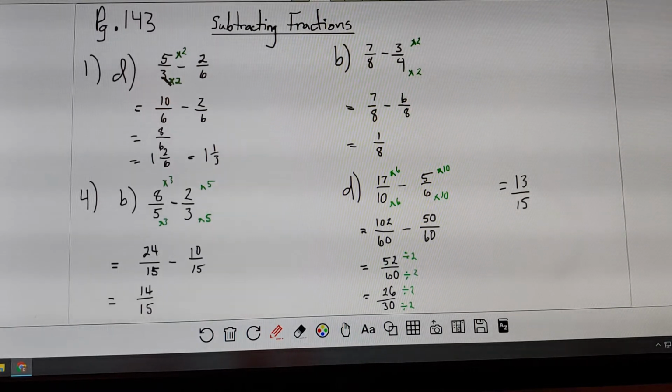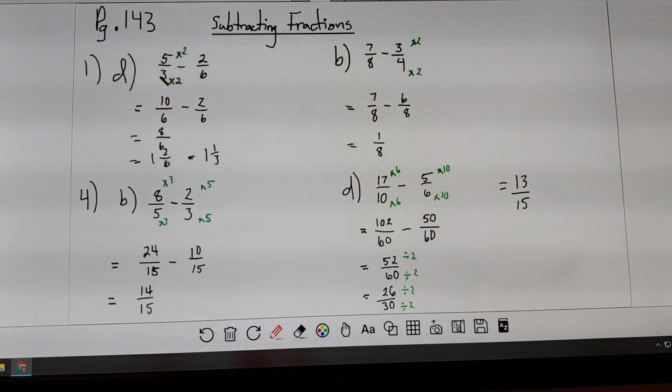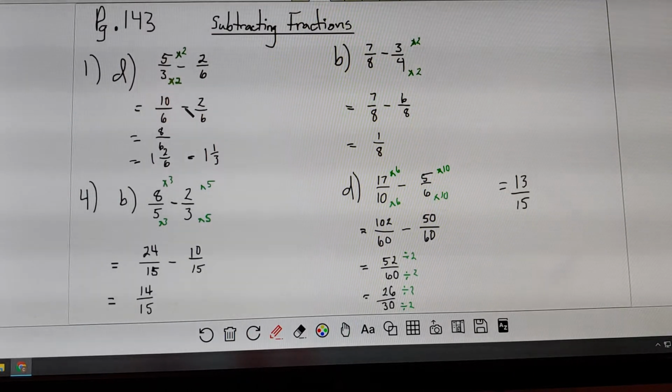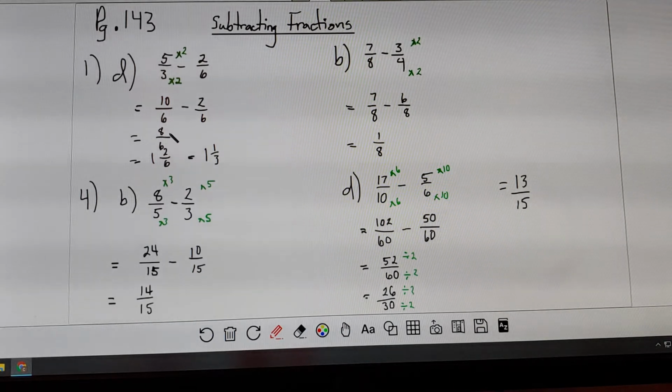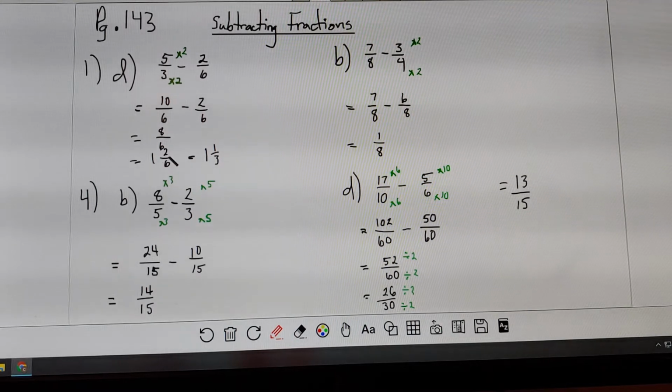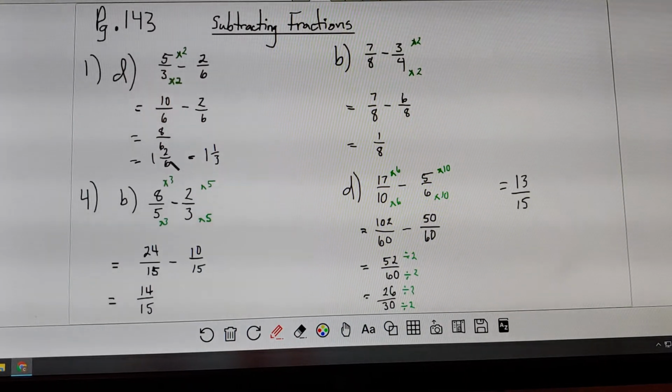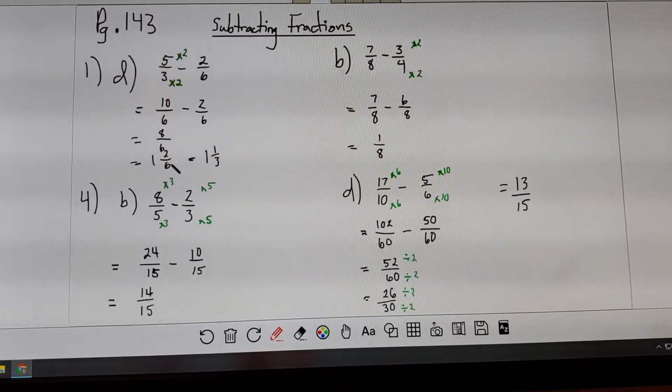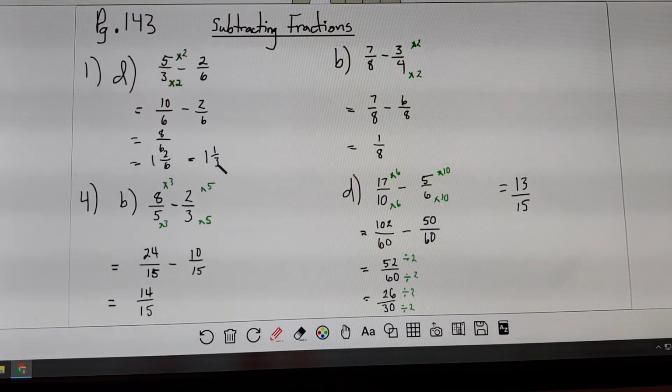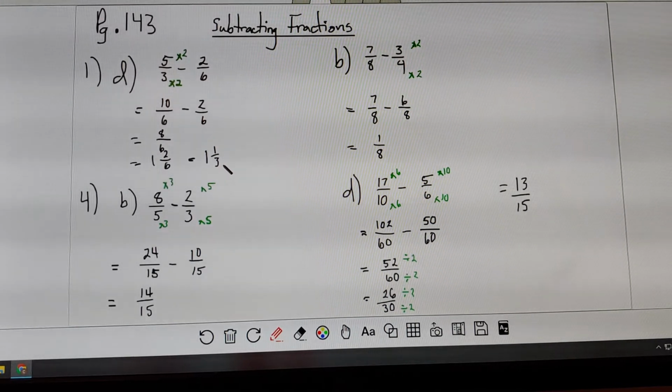D, same thing. I'm going to use 6 as my common denominator, so I'm multiplying this fraction by 2. Gives me 10/6. Subtract 2/6, I get 8/6 as an answer, which is an improper fraction. So how many times does 6 go into 8? One whole group of 6 comes out, leaving 2 left over. And then put this in lowest terms by dividing by 2. 2 divided by 2 is 1. 6 divided by 2 is 3. Okay, so 1 1/3.